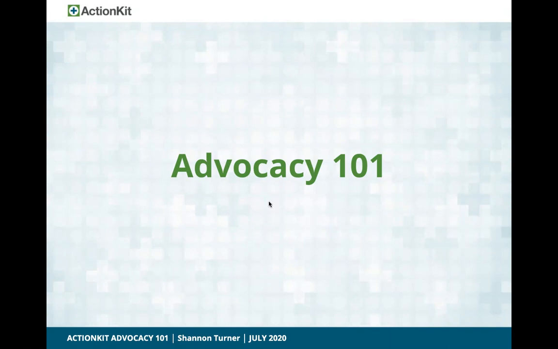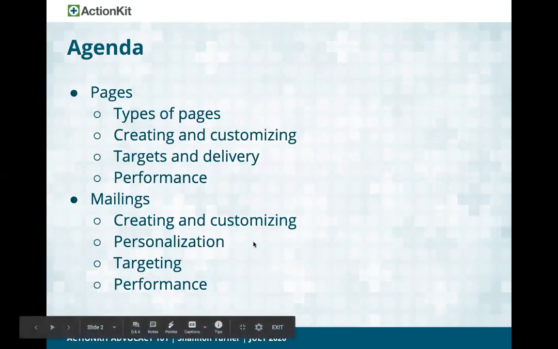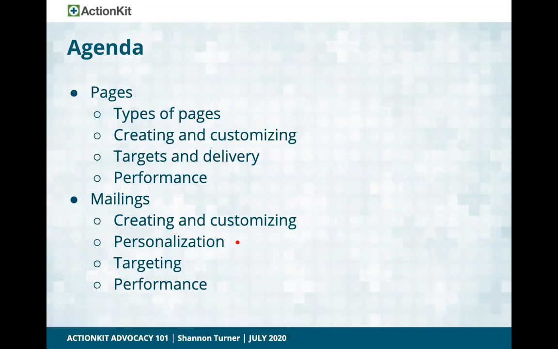This is general guidance. But let's go ahead and take a look at what we're going to be covering today. So first, we're going to start off with pages, including what different types of pages are available, what are the differences between all of the different types, how you can create and customize those pages, how you can create targeting and deliver your petitions to those targets, and then view the page performance.